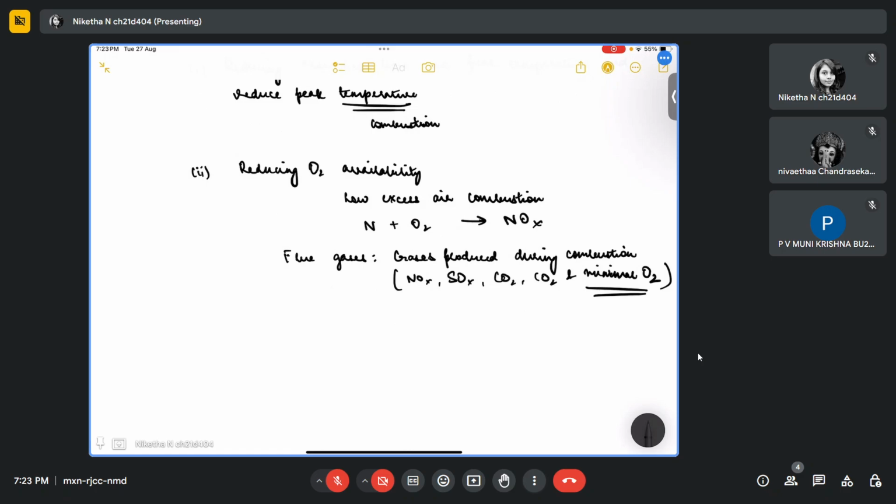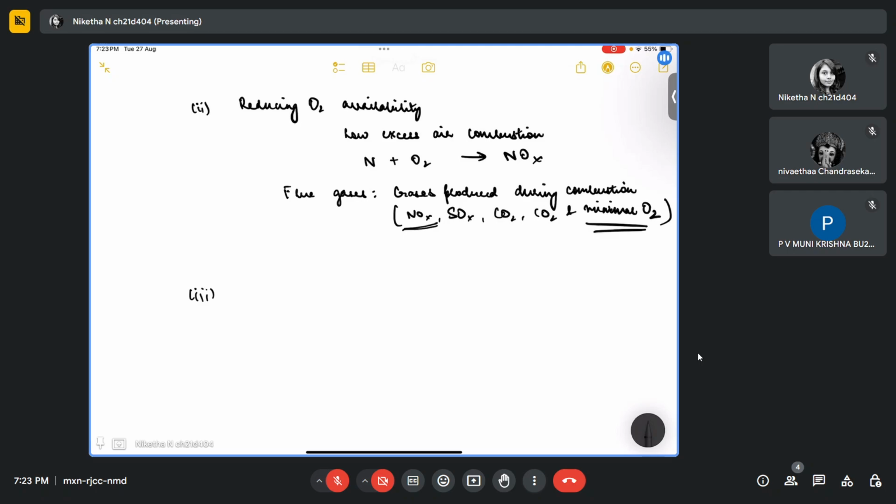So then what happens is the NOx production will be slightly lesser, because NOx forms only when there is excess oxygen. So when we cut down the oxygen concentration by introducing flue gas instead of air, there are low chances of production of NOx.